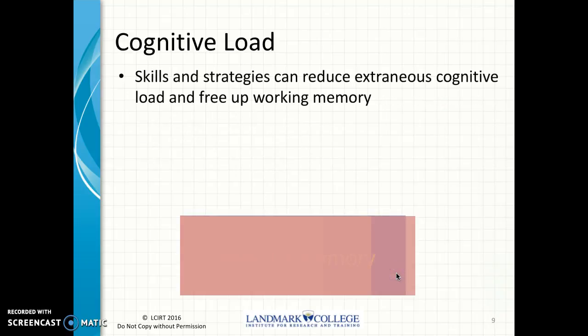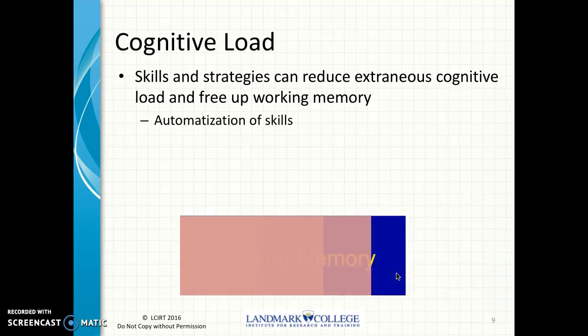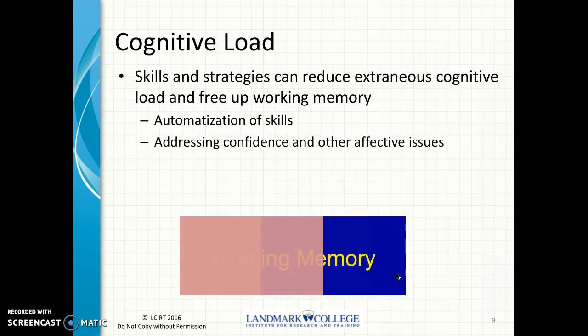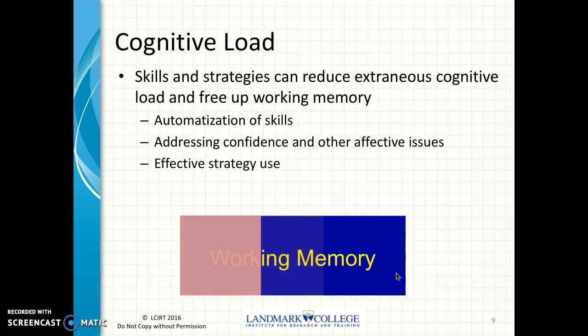So what can we do to help students reduce those loads and make learning tasks more manageable for them? First, we can work with students to automatize some of those skills. So when there are some weak core skills that the students have not developed proficiency in, we can go back and try to strengthen those skills. We can help students address some of the confidence and affective issues, and often success is the best way to reduce that cognitive processing load.